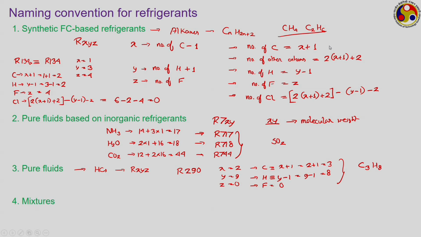The fourth possibility is the mixtures. We shall not be talking about the mixtures, but there generally are two types of mixtures that we consider: azeotropic and zeotropic.